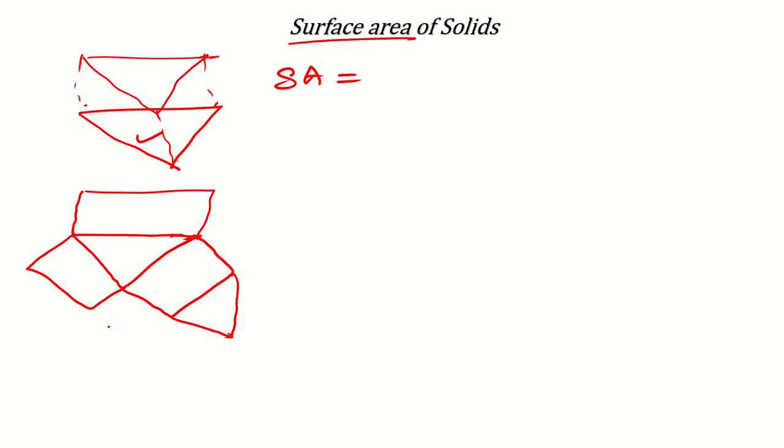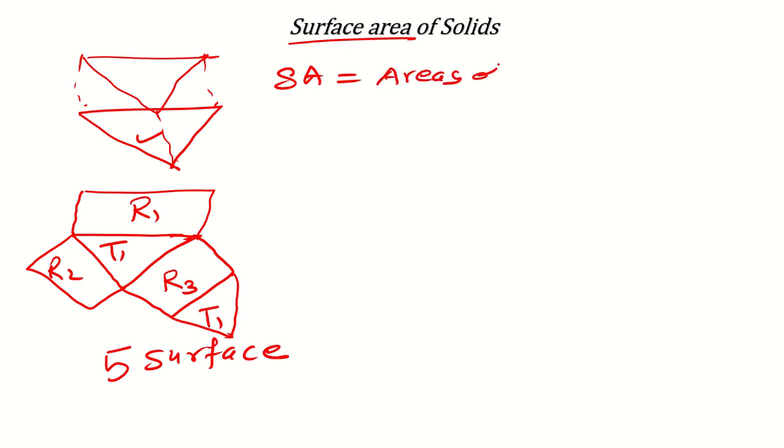So in a triangular prism, how many surfaces will you have? In total you will have 5 surfaces, and out of these 5, 2 will be triangles with the same area, and 3 will be rectangles. Their areas may be the same or may not be the same. So what will be the surface area of a triangular prism? Areas of 2 triangles, because we have 2 triangles with the same area, plus area of rectangle R1, plus area of rectangle R2, plus area of rectangle R3. If their values are given to you in the exam, you can utilize this formula.